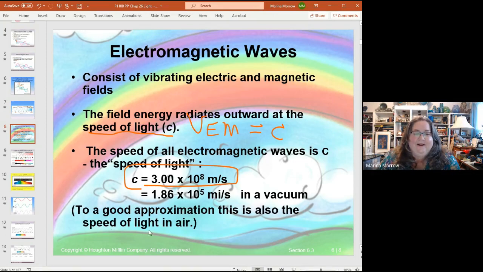Now, when you're in air, like most of the homework problems you're going to be doing are based in the Earth's atmosphere, you can still use 3 times 10 to the 8th meters per second because the light is still very, very fast through air. There's not much slowdown.